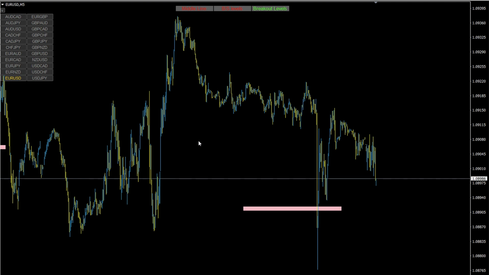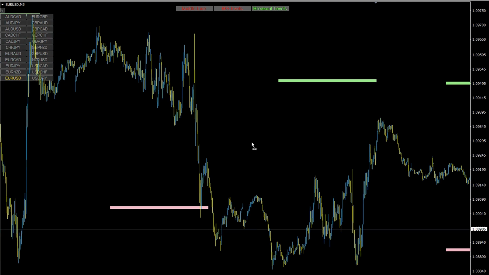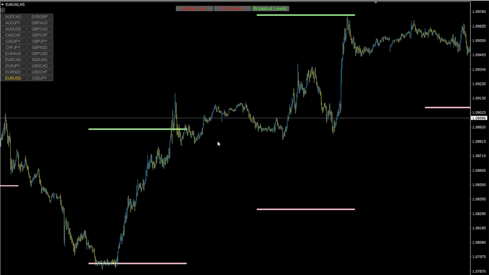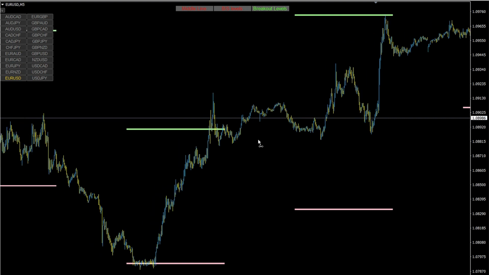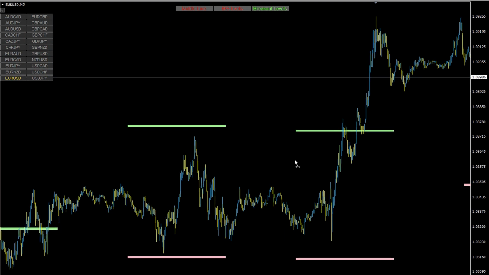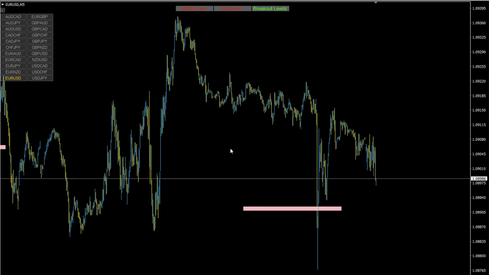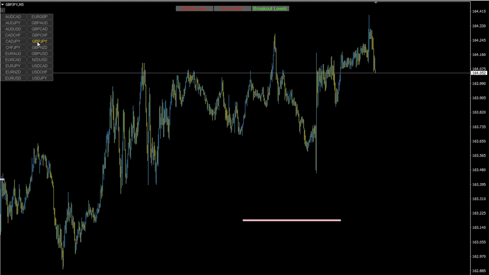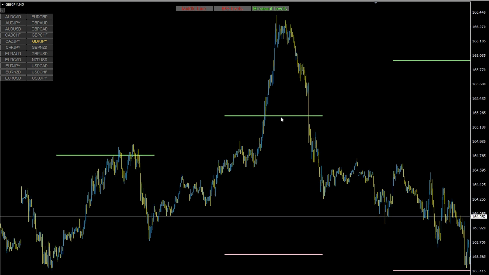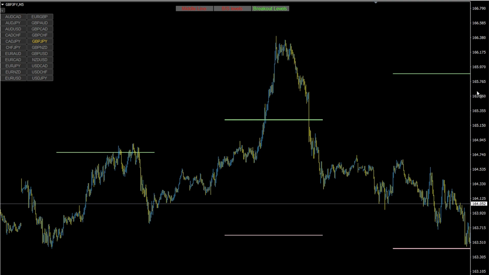Now, if you want to use the breakout levels for breakouts, you need to have confirmations. So it's not like when we see the market going above a breakout level, we just jump on it. No, it's not like that. We have to understand that, for example, here on the GBP/JPY, when we have breakouts, we need to have confirmations before we can jump on them.